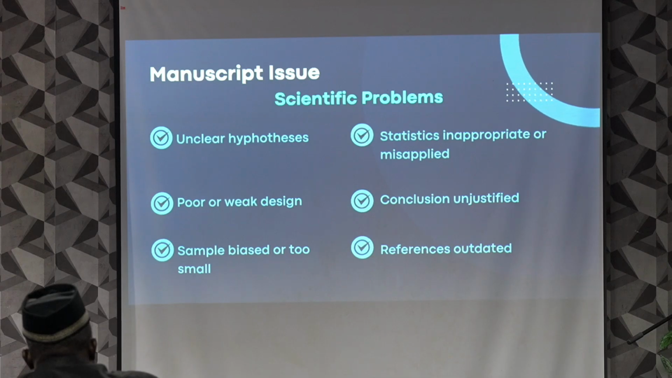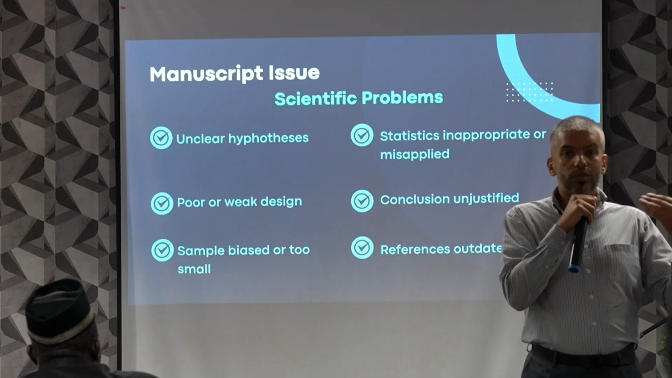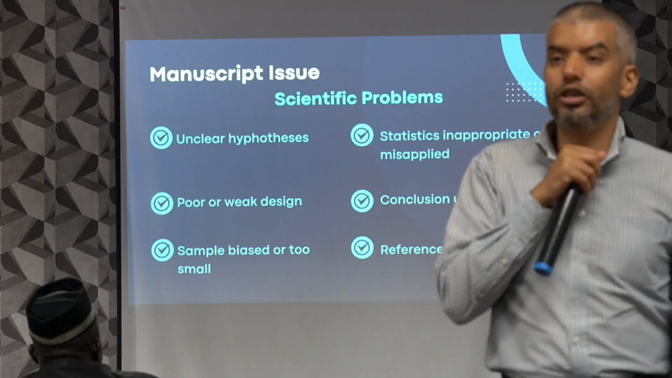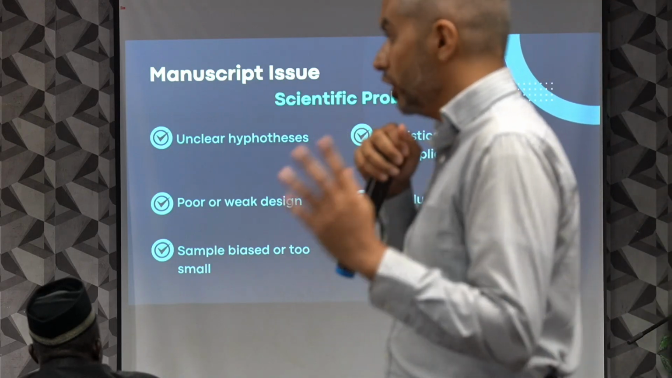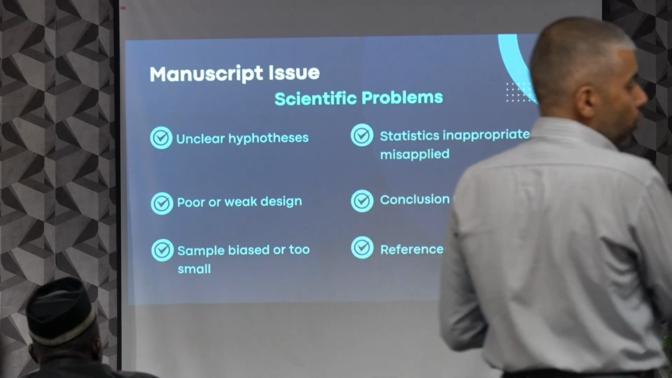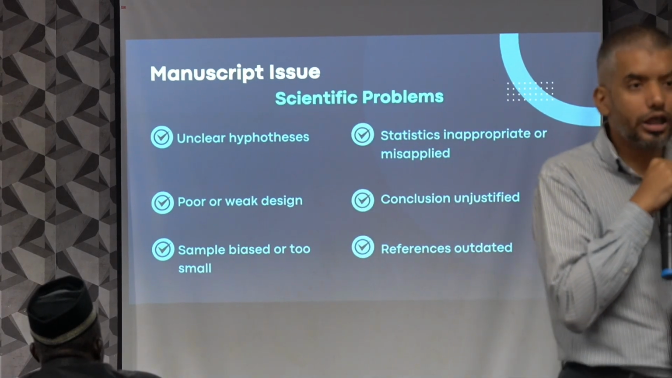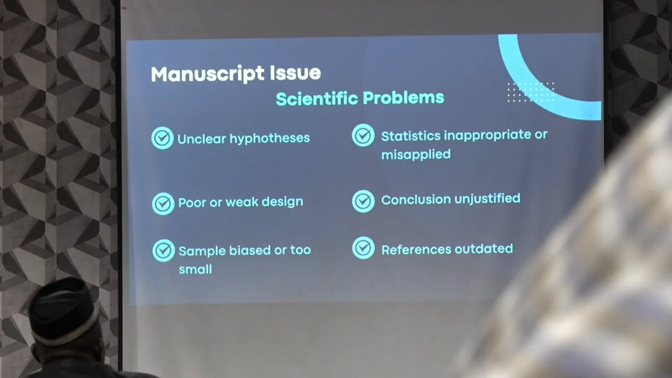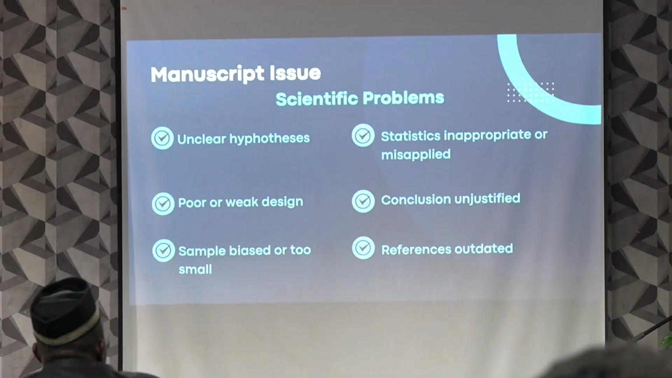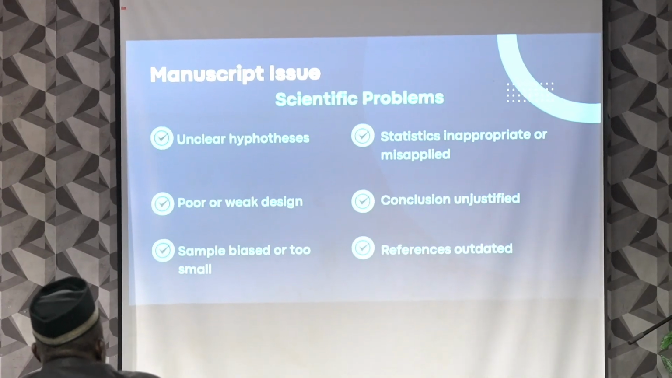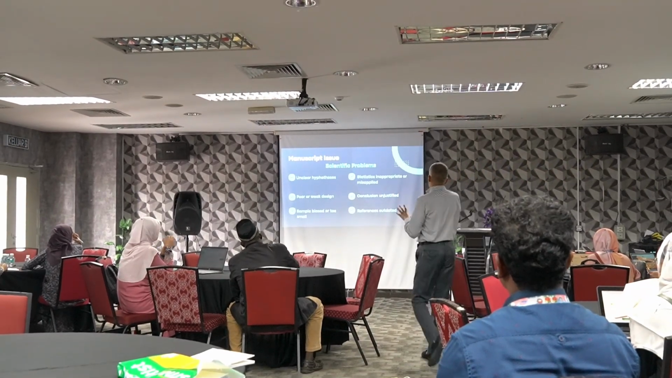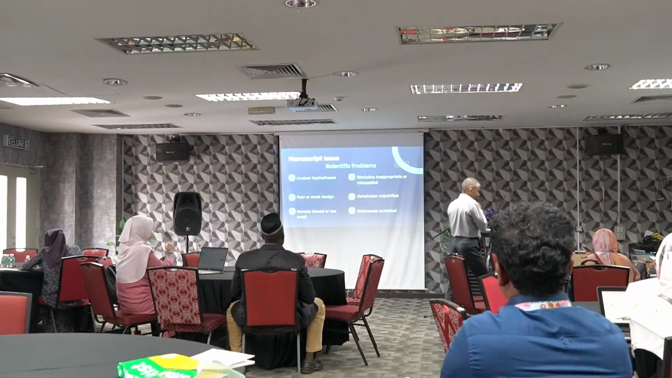And references outdated. Until now there is a practice of citing references from the 60s and 50s and 70s and whatnot. The journal doesn't like that. The journal wants updated citations for their own consideration, for the journal profile to be a good journal. They need it to be updated. So you need to use an updated list of references.